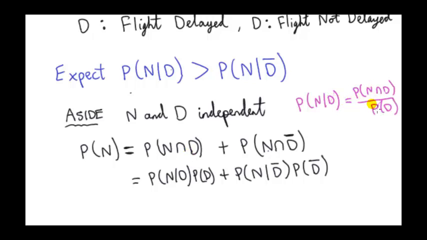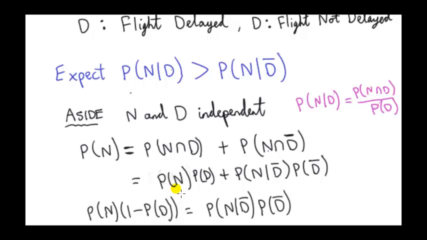So anyway, there's a reminder of the conditional probability formula. So we just cross multiply to get this result here, and we have a very similar result for the probability of N intersecting D bar. But we are saying that N and D are independent, so we can replace the probability of N given D with the probability of N. So N doesn't depend on D.